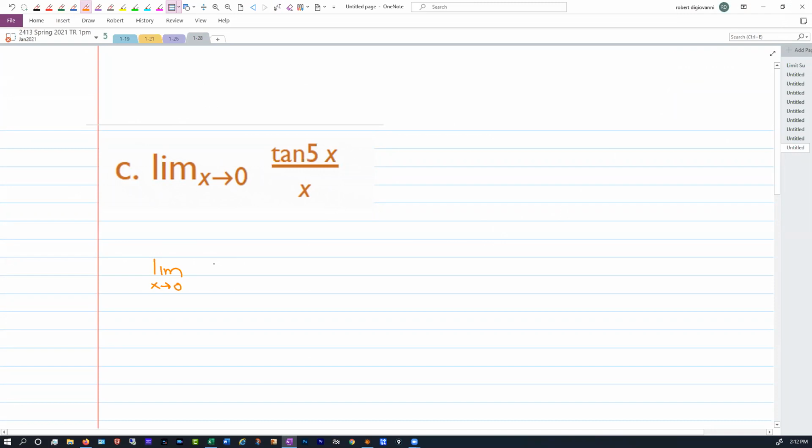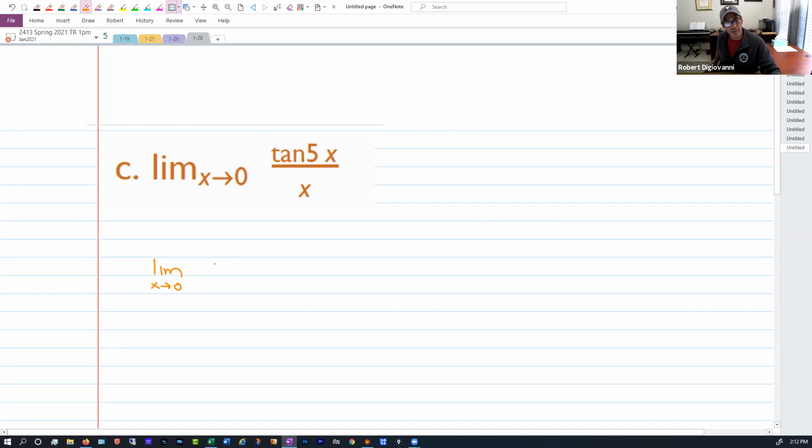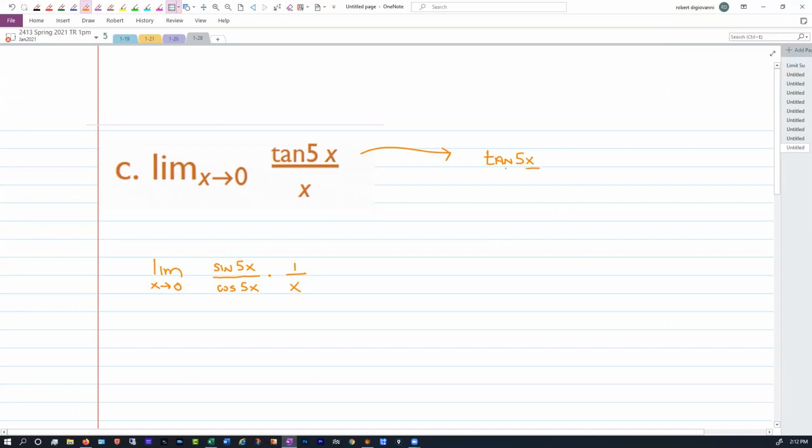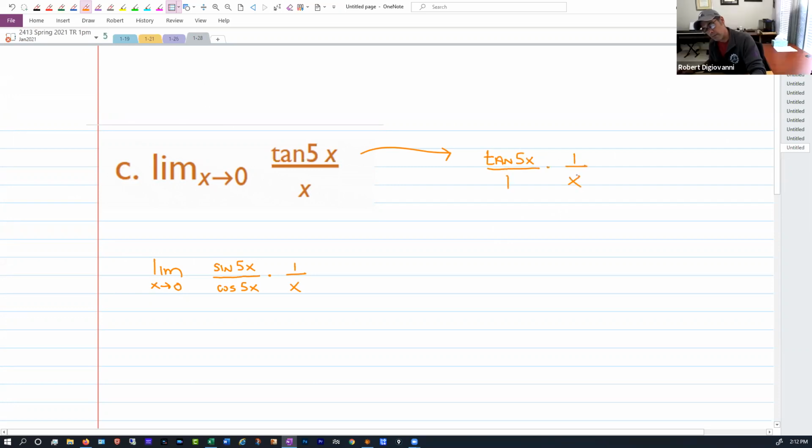We learned this in trig, right? So tangent of something is the same as sine of it over cosine of it. Watch what I'm going to do, everyone. I'm going to rewrite tangent of 5x as sine of 5x over cosine of 5x, and then times 1 over x. I'm rewriting tangent of 5x over x as this over 1 times 1 over x. So I'm just sliding the x to the side so I can rewrite the tangent of 5x as sine over cosine. Y'all okay with that?